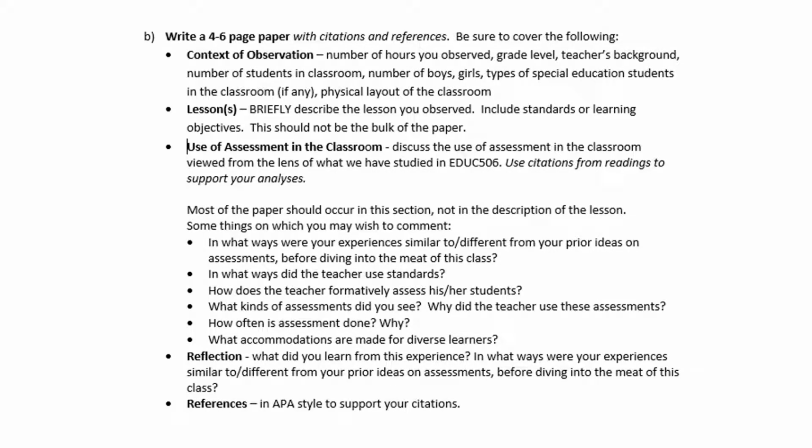And here's the outline for your paper, 4 to 6 pages with citations and references in APA format. So the context, what I described before, you can see it listed here, and then briefly describe the lesson you observed. Include standards, write them all out, or learning objectives or targets, write them all out. Don't just give me a number like NGSS 3.1, write it all out. But this should not be the bulk of your paper. This should be a relatively short section. Most of the paper should be in the next bullet.